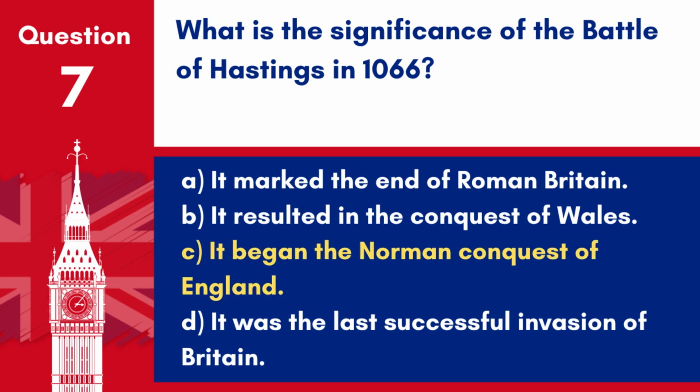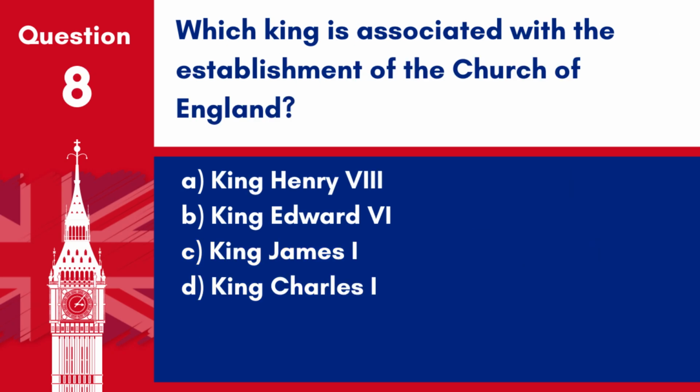Answer: C. It began the Norman conquest of England. The Battle of Hastings in 1066 was significant because it marked the beginning of Norman rule in England. Question 8. Which king is associated with the establishment of the Church of England?